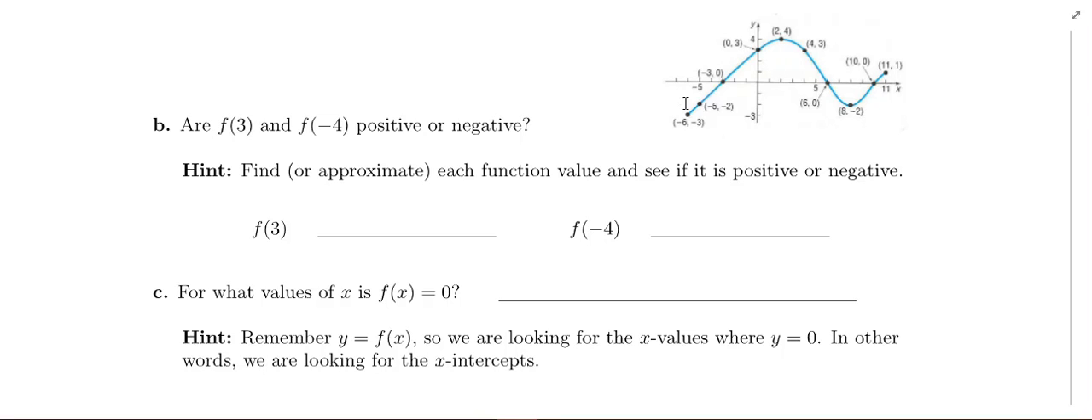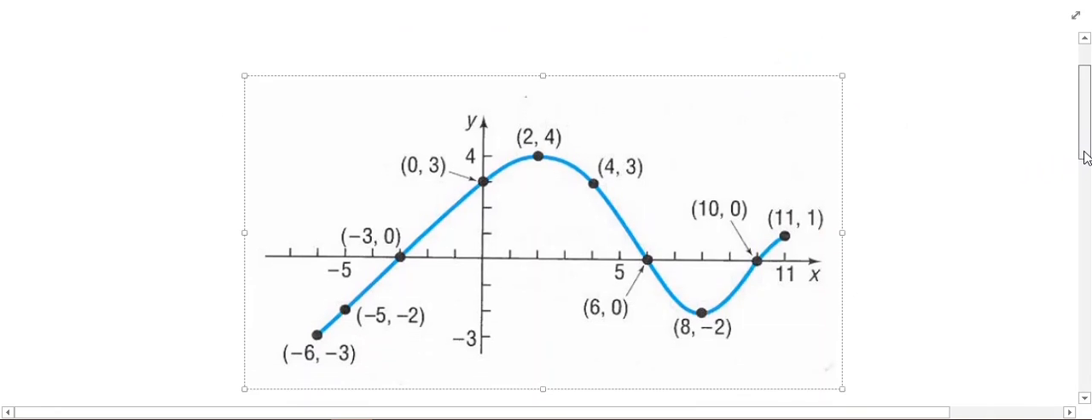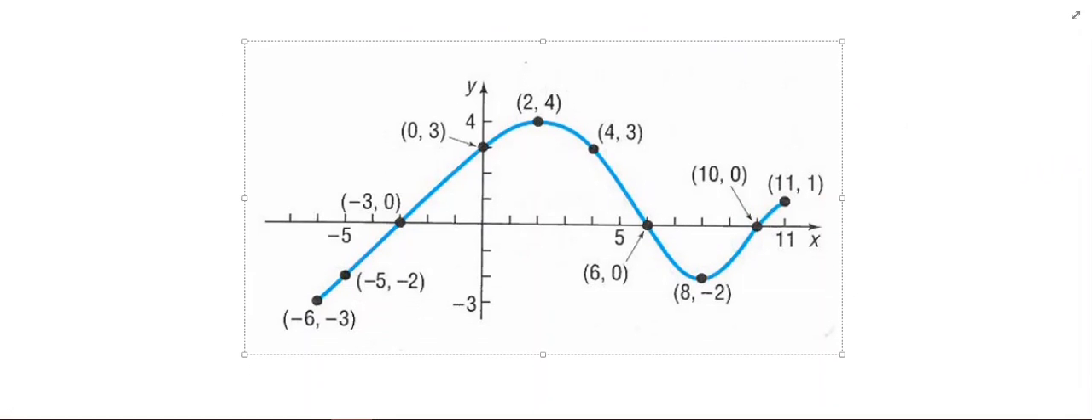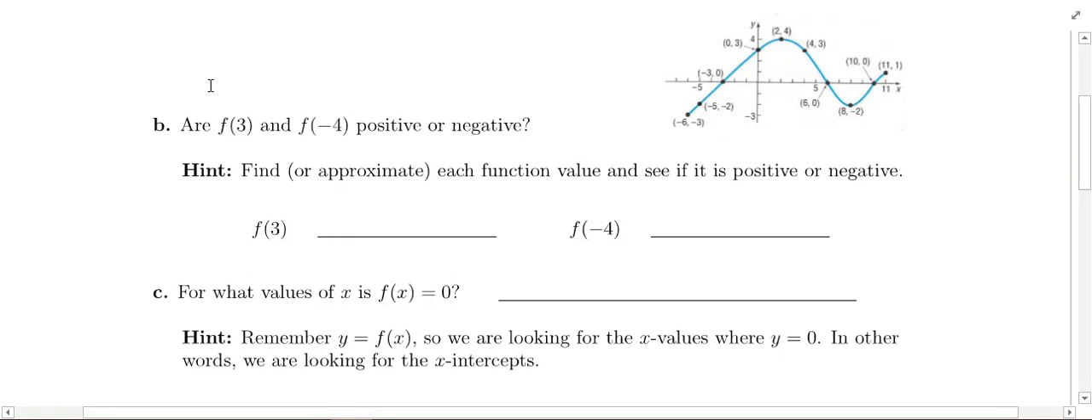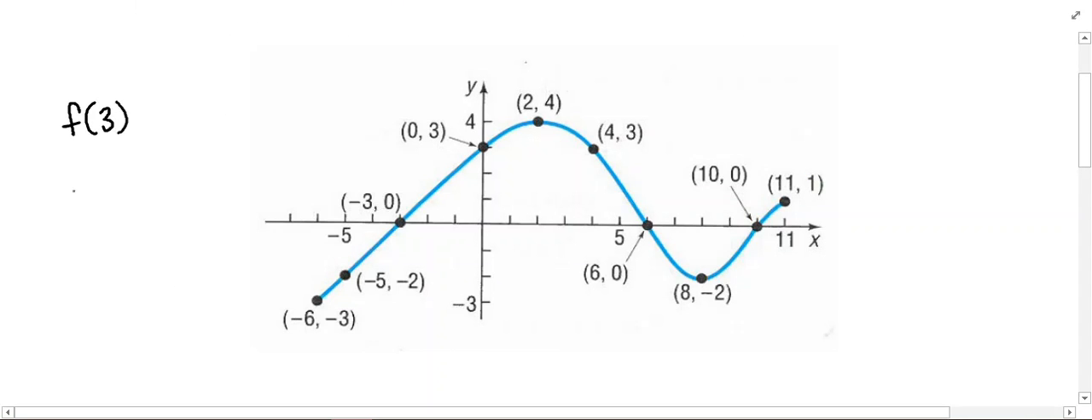All right, I've got a smaller version of the graph up here if you want to refer to that. I did blow it up and put it on an extra piece of paper, so we can probably look at that. So again, if we look at the question, it's asking about f of 3 and f of -4. Okay, so here's our picture. We are interested in f of 3 and f of -4.